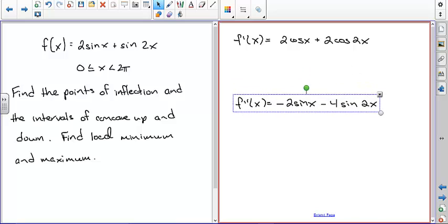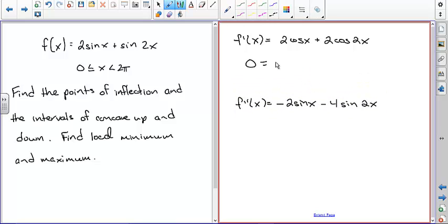So to find the critical numbers, we set the first derivative equal to 0 and solve for the values of x where that goes to 0. And to find the points of inflection, we set the second derivative equal to 0 and find the values of x where that goes to 0. And just like we did before, do you remember, what did we do last time? Do you remember? What do we have to do to this? You have to use one of those trig identities.